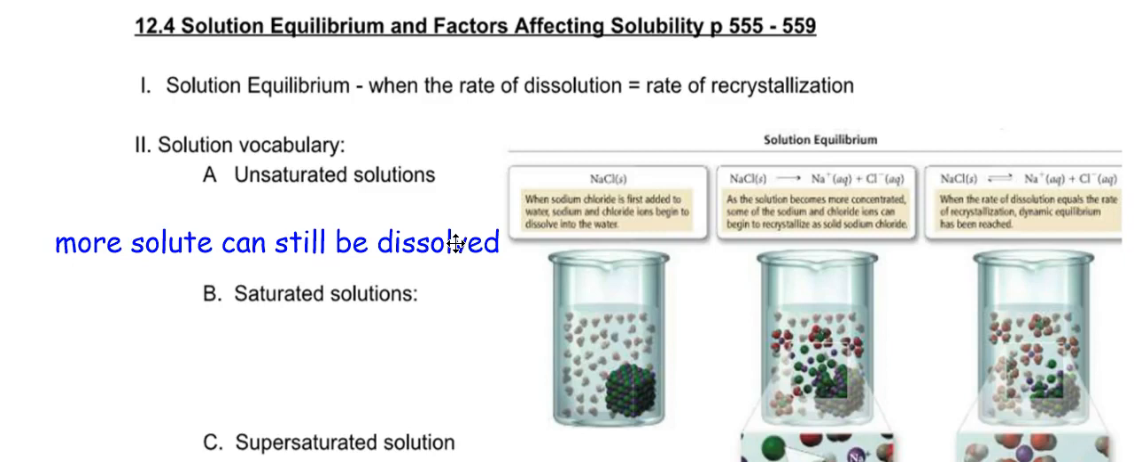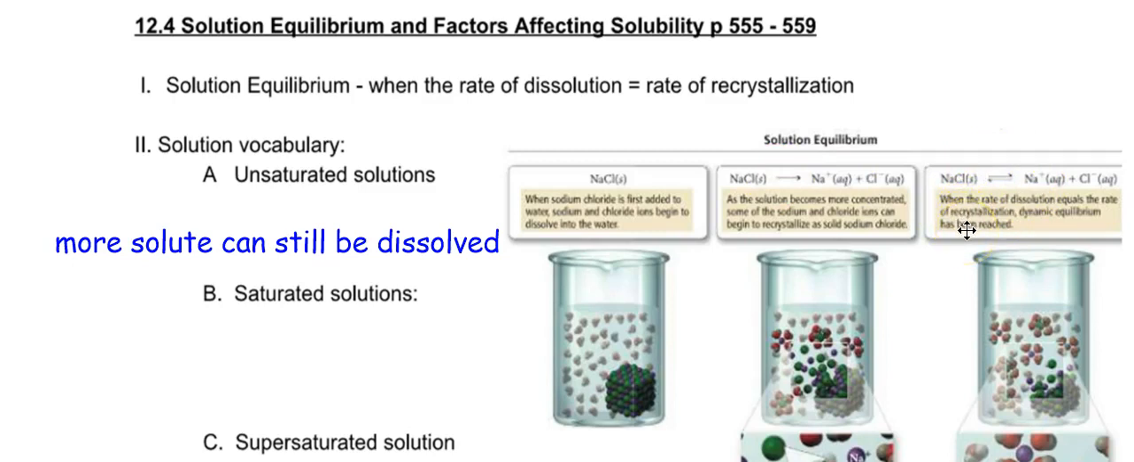As time proceeds, the solution becomes more concentrated. Some of the sodium and chloride ions can begin to recrystallize into solid sodium chloride. So when the rate of dissolution, or dissolving, equals the rate of recrystallization, dynamic equilibrium has been reached. So notice something. Until dynamic equilibrium has been reached, we have a single arrow. But when we hit equilibrium, notice what we have right here. We have a double arrow.